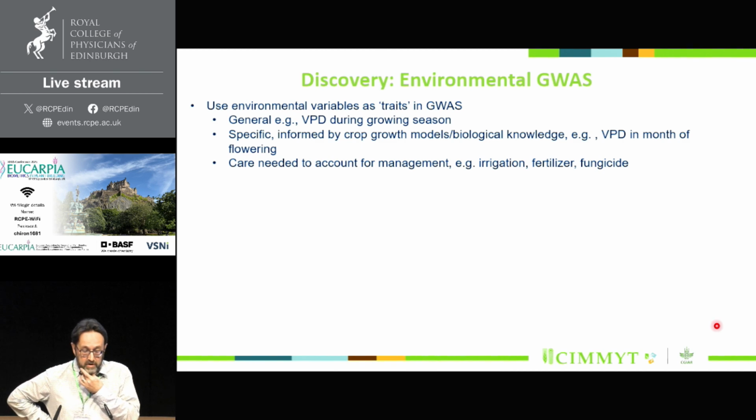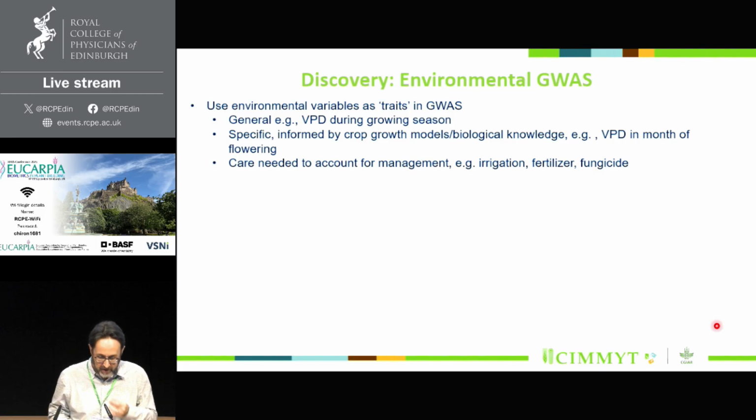But in this project, we also started environmental GWAS. Environmental GWAS is where the environmental variables, temperature, precipitation, etc., are used as traits in a GWAS analysis, as many of you know. And this can be general, so vapor pressure deficit during the growing season, but we also wanted to be more specific, informed by crop growth models and biological knowledge. So we want to look specifically at VPD in the month of flowering. And we need to take account of management when we do this, so irrigation, fertilizer, fungicide, etc., that might have been used in that area.